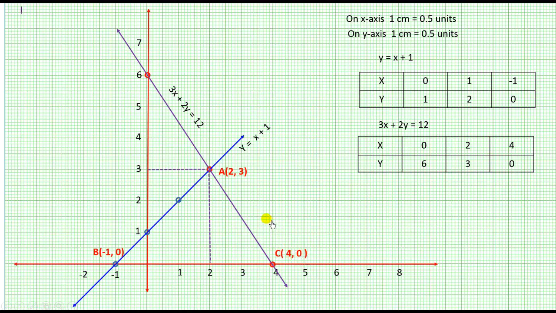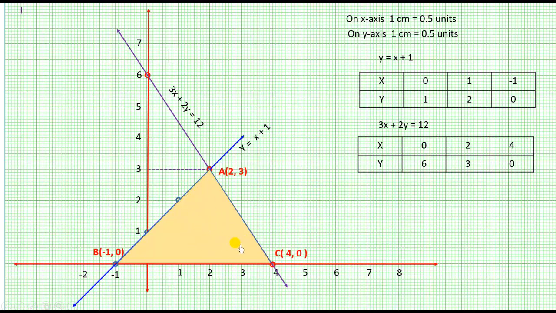Now the third question is that we have to shade the triangle. So this will be the triangle formed by the 2 lines and x-axis, and you have to shade this triangle. And the last question is that you have to find the area of this triangle.